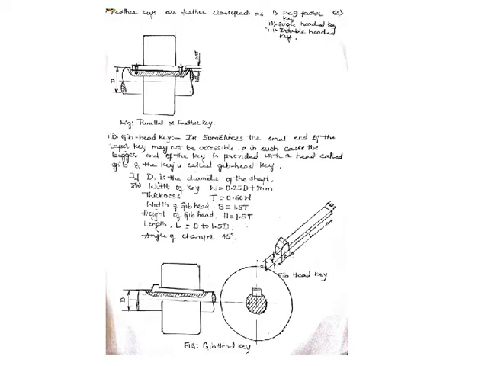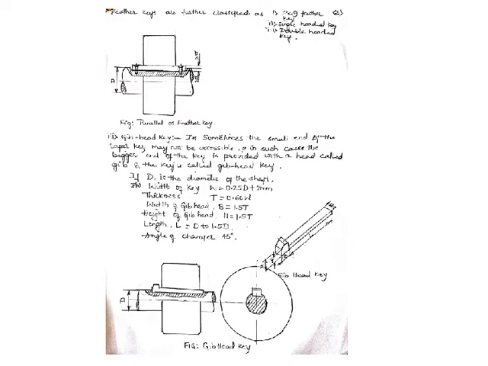Below are the proportions of the gib head key, and we can see the figure of a gib head key. The figure shows on one side the side view of the gib head key, the arrangement of the gib head key, and the front view, and we can also see the gib head key on the right side of the slide. If we consider capital D as the diameter of the shaft, then the figure shows the various dimensions of the key individually.